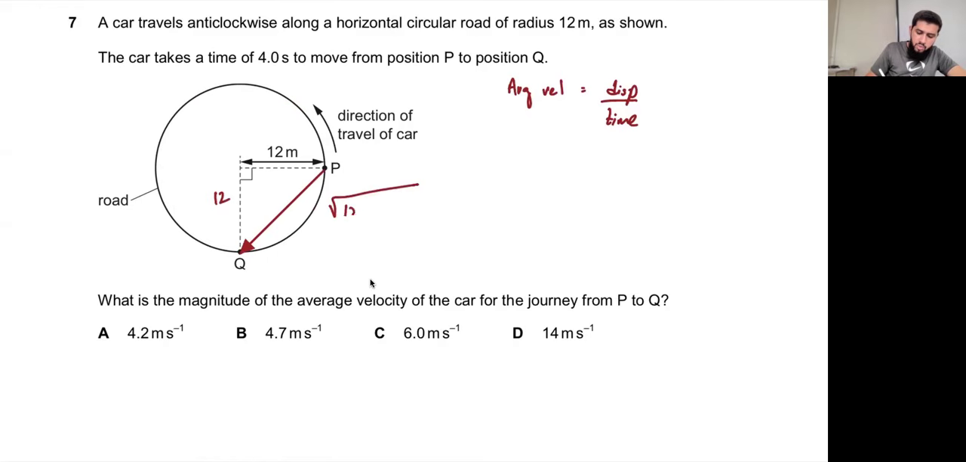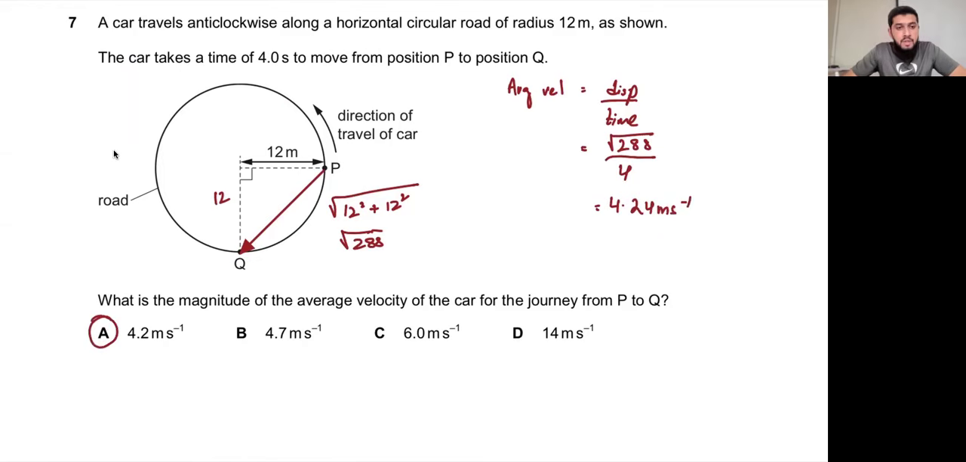this will be under root 12 squared plus 12 squared according to Pythagoras' theorem. And we would say this is equal to under root 288. 12 squared is 144, 144 plus 144 is 288. So displacement would be under root 288. Time is 4 seconds. And that gives us the average velocity of 4.24 meters per second.